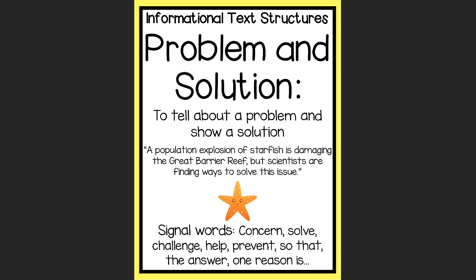So another example with the starfish is, a population explosion of starfish is damaging the Great Barrier Reef, but scientists are finding ways to solve this issue. So the problem in this case is there's a lot of starfish, so they are just booming right now. There are so many of them, and because there are so many of them, they are ruining the Great Barrier Reef, which is this huge ecosystem for a bunch of animals and creatures of all kinds. But scientists are doing some research, and they're trying to figure out ways to solve the growing population of starfish.